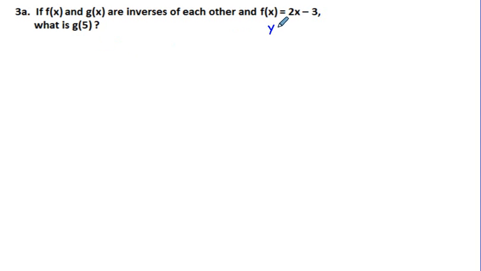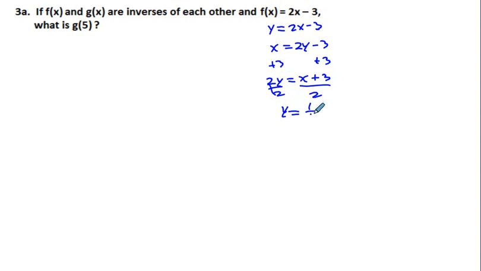So if we put y is equal to 2x minus 3, these are just the steps of solving for an inverse function, and switch x and y, so we have x equals 2y minus 3, and solve for y, add 3, so 2y equals x plus 3, and dividing by 2, we have y is equal to 1/2 x plus 3/2. And so that's going to be g of x being the inverse of that original function.